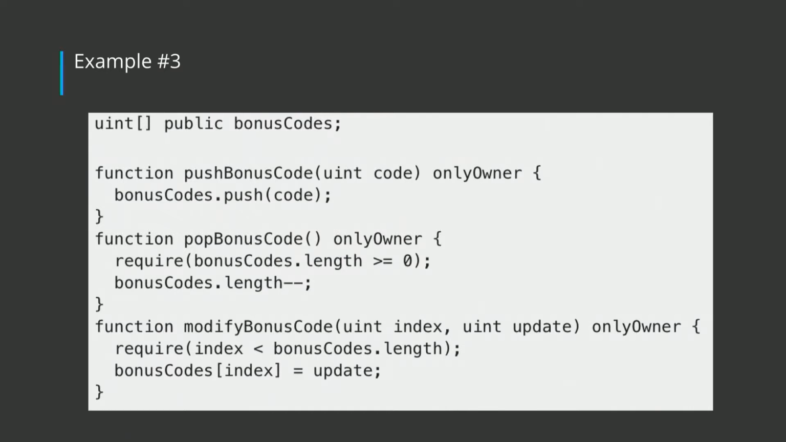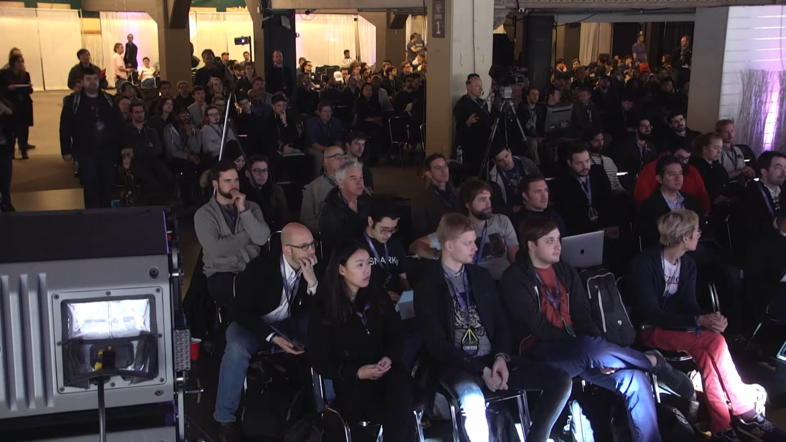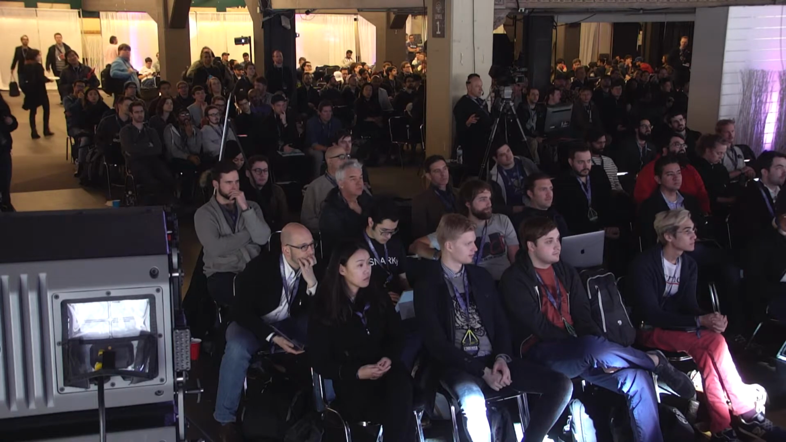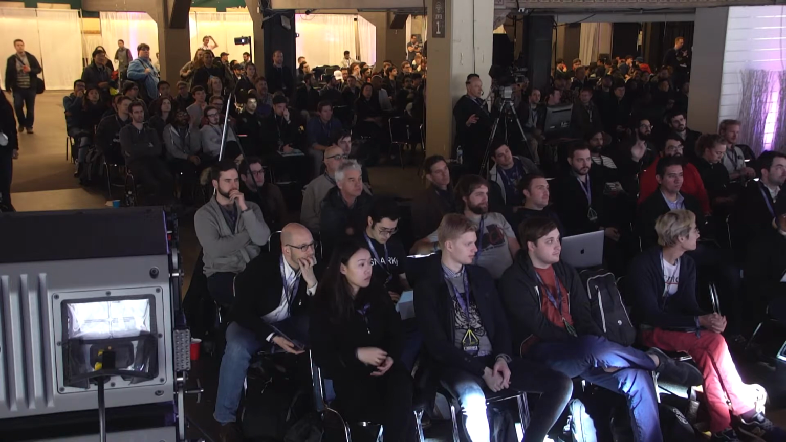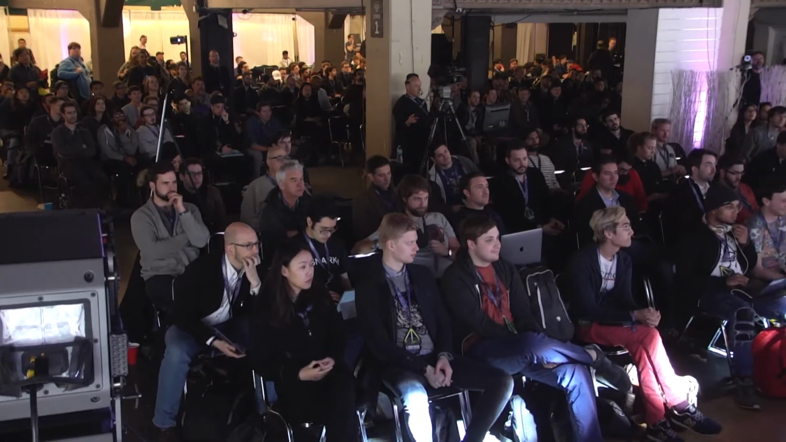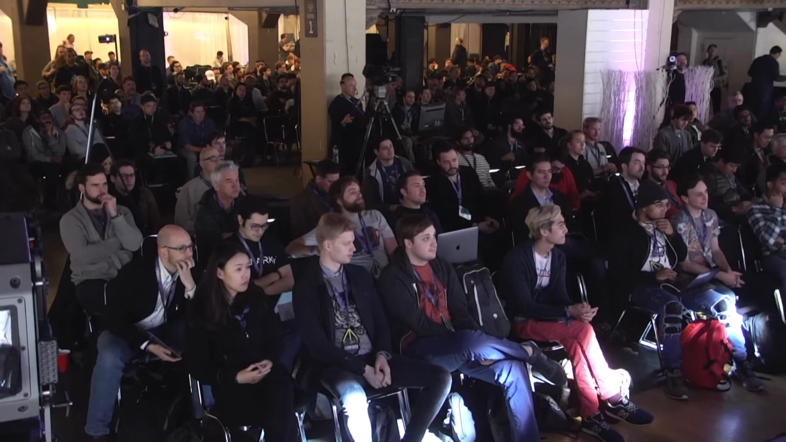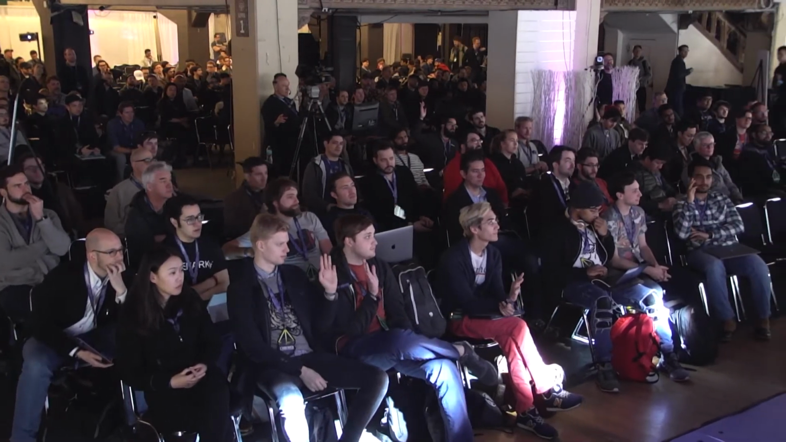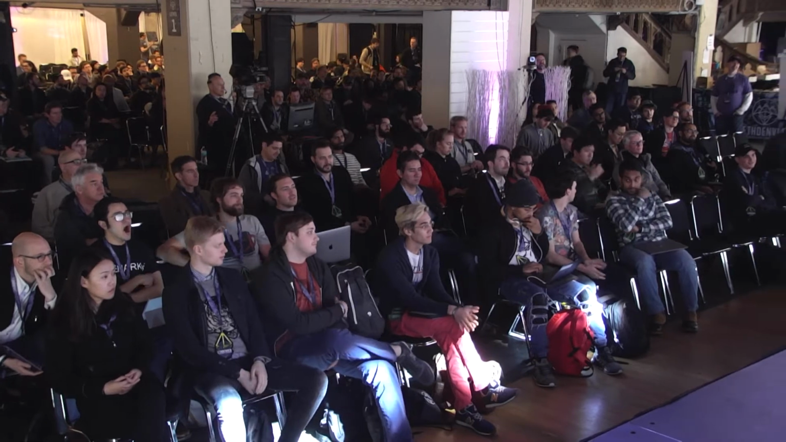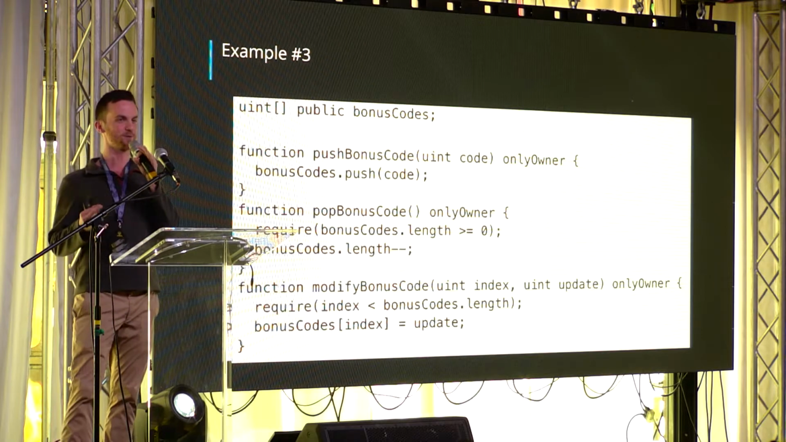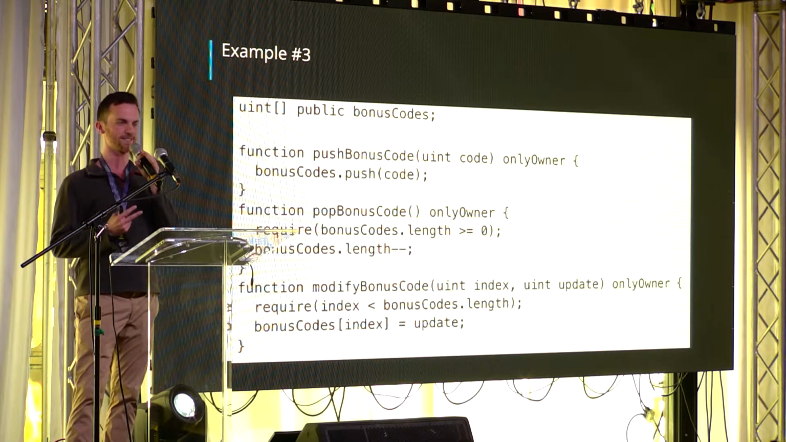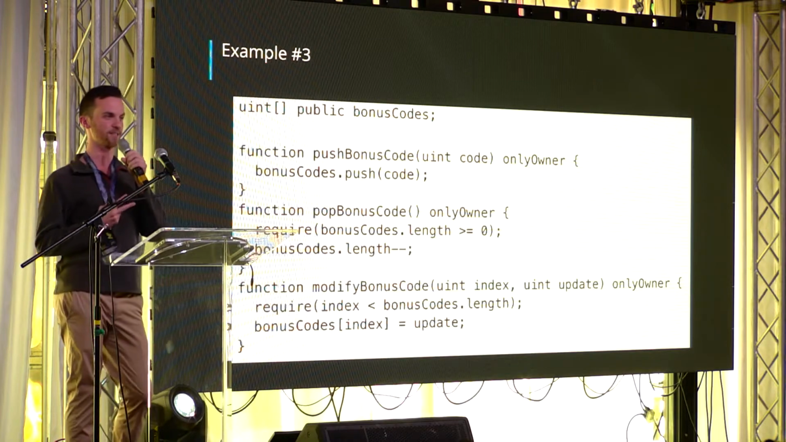All right, so everyone, if you think the vulnerability lies in the first function, raise your hand. All right, interesting choice. Second function, popBonusCode, raise your hand if you think it's in that one. Now, who thinks that the vulnerability lies in the third function? All right, so we're pretty contested. We got almost even amounts on the second and third functions. But that's good, because the vulnerability lies in both functions. Because this takes 2 transactions to exploit.